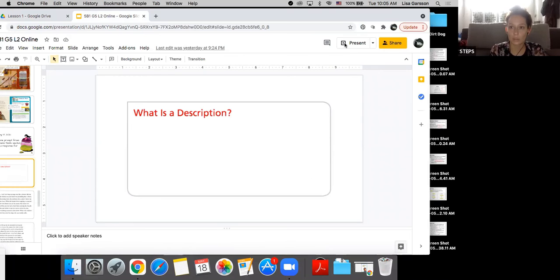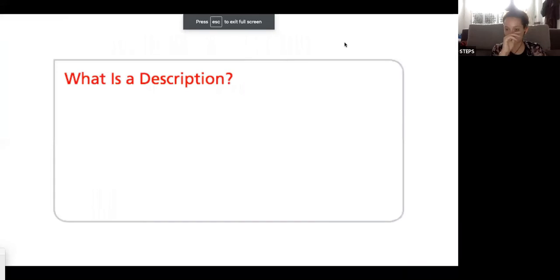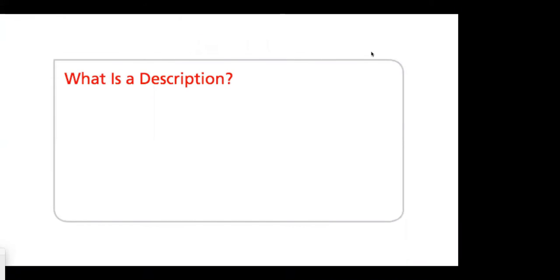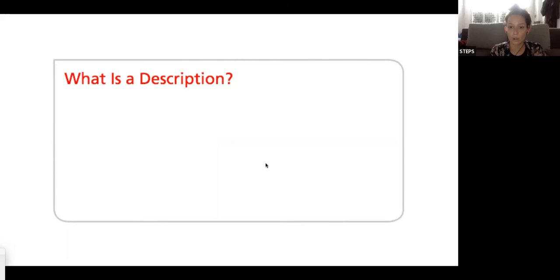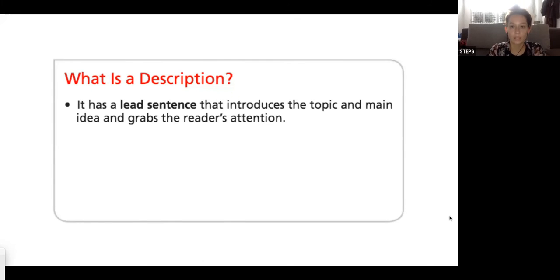All right, so let's talk about description. So what is a description? You can take notes on all of this if you like, so you remember. A description has a lead sentence that introduces the topic and main idea and grabs the reader's attention. Like the hook we talked about. Who remembers about writing a hook? Interesting ways to grab the reader's attention, to make your readers want to keep reading.